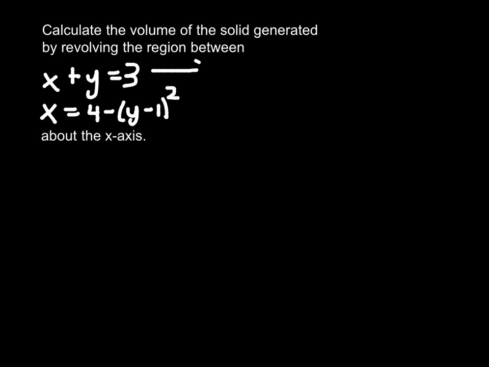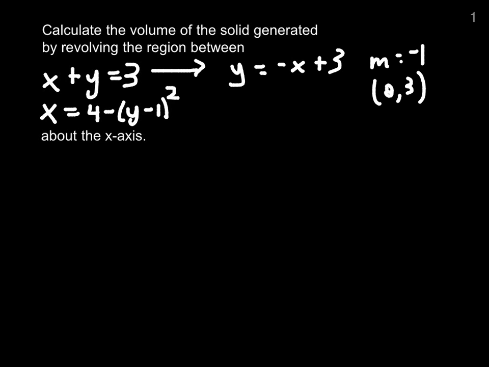Very first thing you should notice is that the first equation is a line. In standard form, we're used to seeing it as y equals negative x plus 3. So the slope is negative 1, the y-intercept is 3, and we can actually get the x-intercept as well by plugging in y equals 0, and we'll get 3 for that as well.